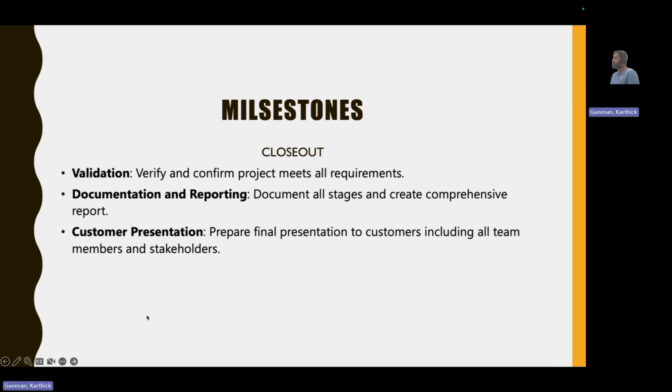The closeout milestone is the last milestone where we validate all the metrics and requirements for the project, and we document and report all the stages, and we define KPIs for success metrics. And the customer presentation is nothing but walking the customer through each and every one of these stages and providing them with necessary updates on what's going on.